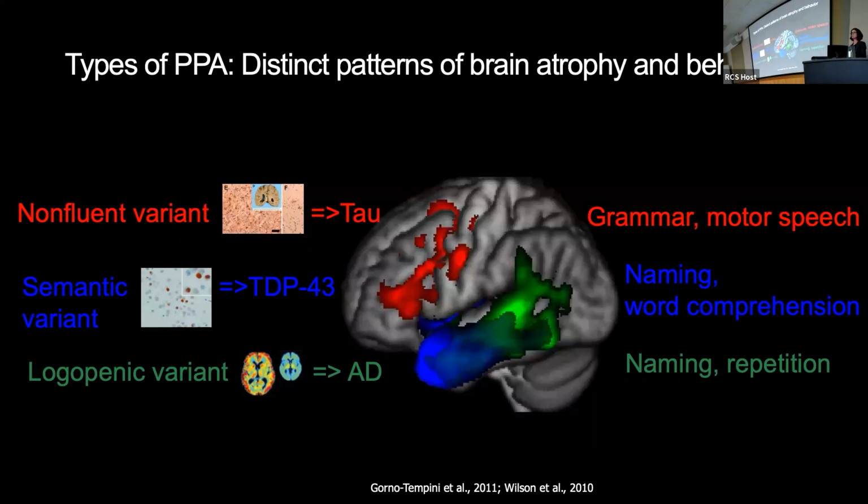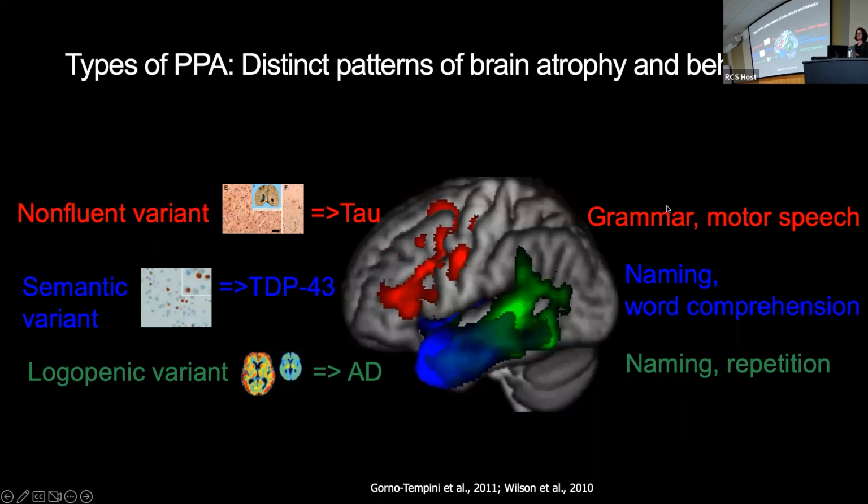We've learned a lot about PPA. When I did my dissertation work a couple of decades ago, we didn't have a very sophisticated nomenclature or understanding of how these behavioral clinical presentations correlated with different underlying changes in the brain. At this point, we have pretty good consensus that there are different types of PPA with different language features.